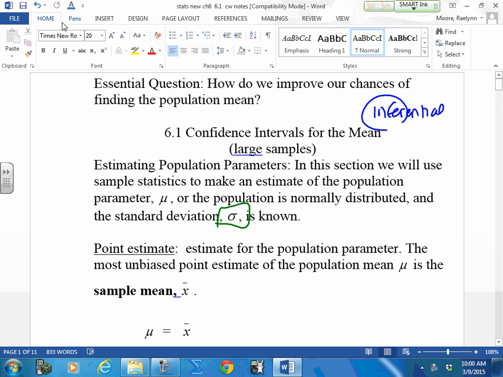Here's the key word: intervals. I like the way the book sets this up. It's a little different than last year, which I'm finally glad they changed, because they were a little off last year. But they do large samples, we use Z-scores. They do small samples, we use T-scores.